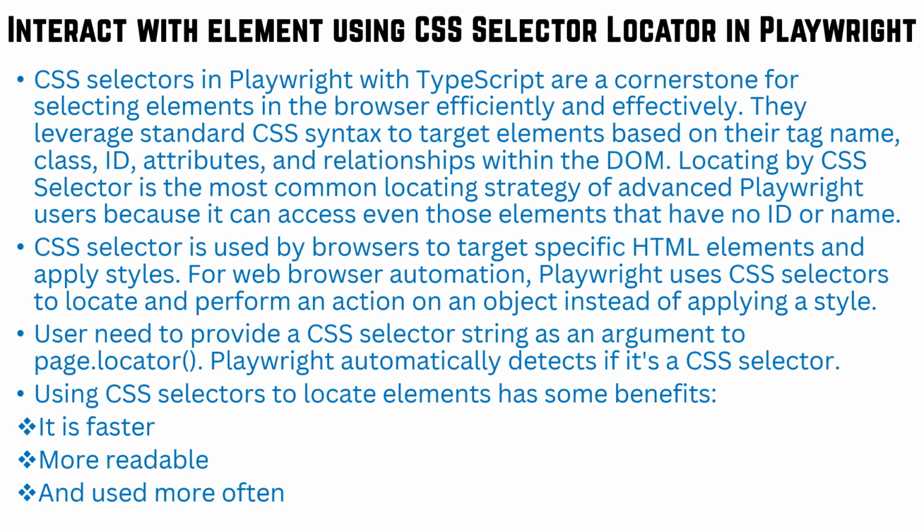The user needs to provide a CSS selector string as an argument to the page.locator method. Playwright automatically detects whether it is a CSS selector or not. Using CSS selectors to locate elements has some specific benefits. It is much faster, it is more readable, and it is often used more primarily whenever you are automating any web-based application. Apart from CSS selectors, you will be learning how we can create our XPath and how with the help of the page.locator strategy we can identify the element. So both have some pros and cons. We'll be discussing that in the next session, whenever we cover the XPath selector locator in Playwright with TypeScript.